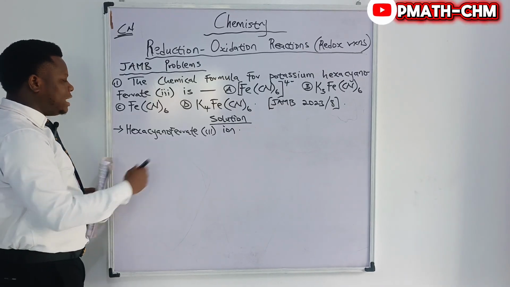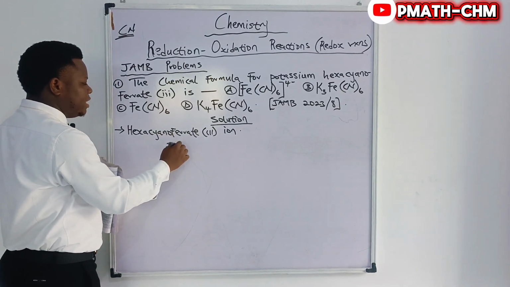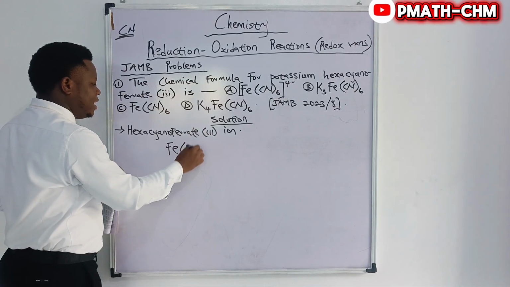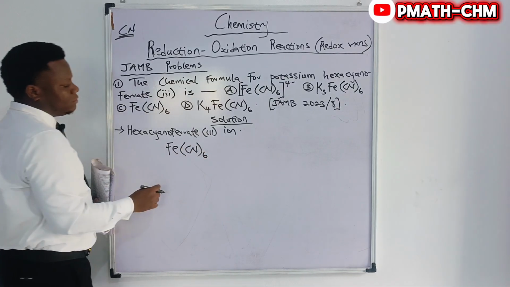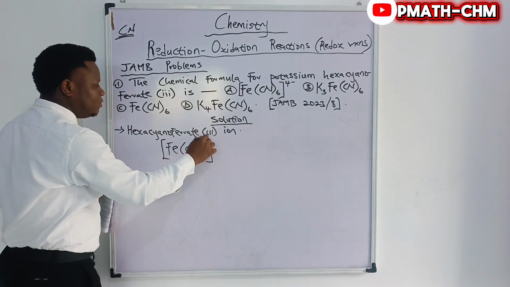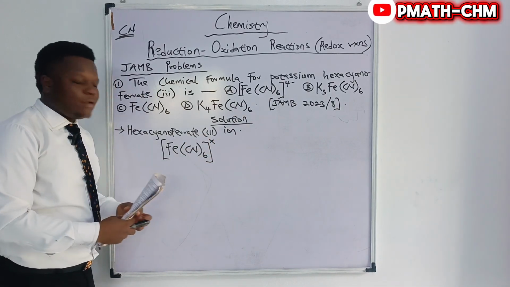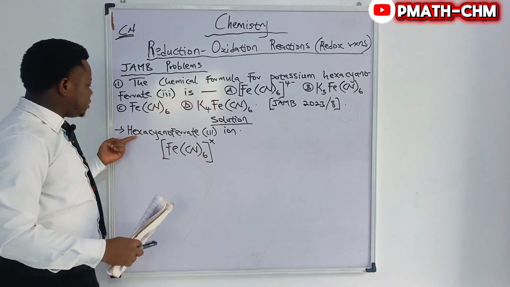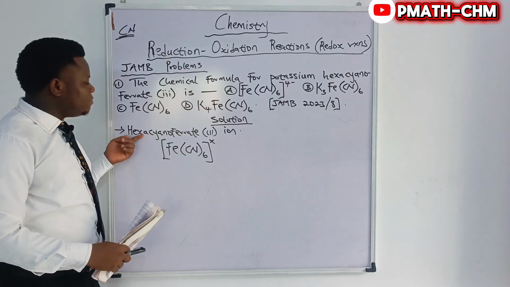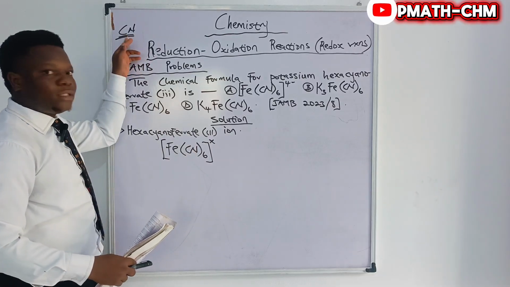If we are to write that, we say Fe, then bracket CN, then 6. So this would be a radical, and for it to be a radical, it means it would have a charge here. I believe this is clear. Why am I writing 6? Because of the word hexa. Hexa means 6, so hexacyano means 6 cyano groups. This is the formula for the cyano group.